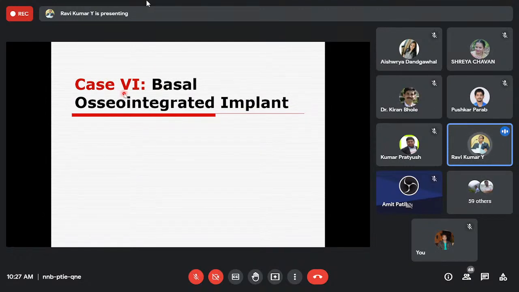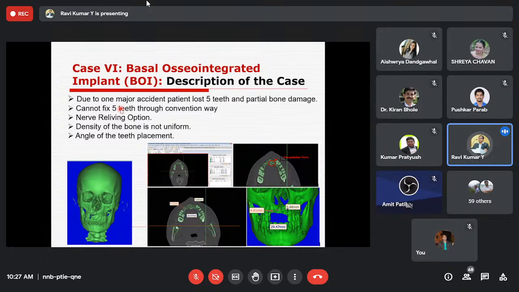This is a basilar osseointegrated implant. This is an accident case where he lost 5 teeth, and along with the teeth, he got a bone damage. If you have bone support, you can make use of normal existing implants available in the market, maybe from Zimmer, Stryker, Anatomics, or any other company, which you can just buy and fix. But unfortunately, you don't have sufficient bone support here to fix those 5 teeth with 5 screws. This person damaged his bone totally, so it is not possible to fix standard sized implants.